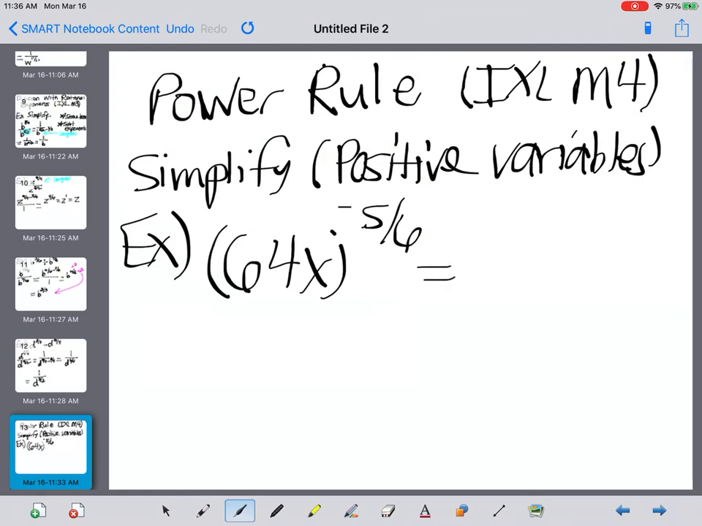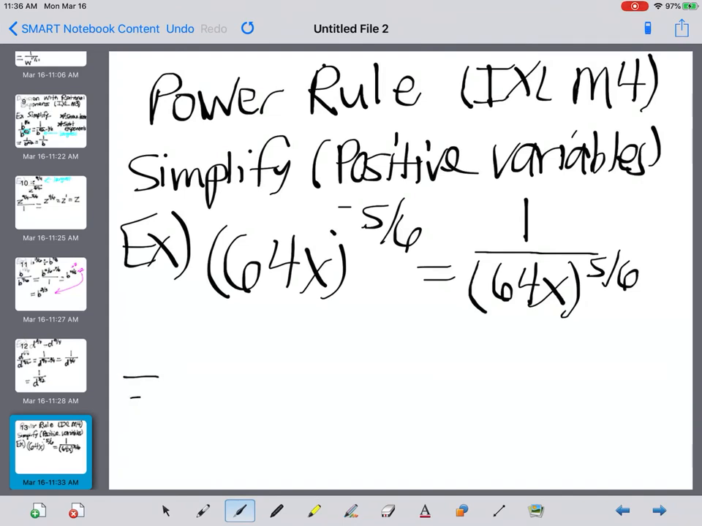So to fix that, just like we did in the last section, I just put a 1 over it. So we're going to have 1 over, and then in parentheses, 64x to the 5/6. That makes it a positive 5/6 now. Alright, so now let's deal with that exponent. Of course, we're going to have the 1 on the top still. So we're going to do 1 over.